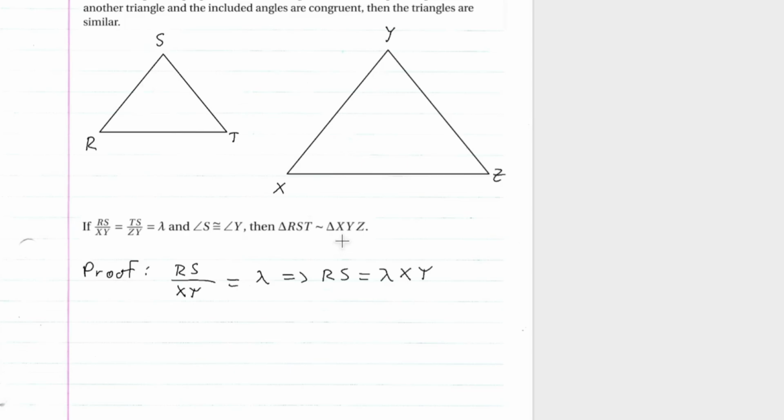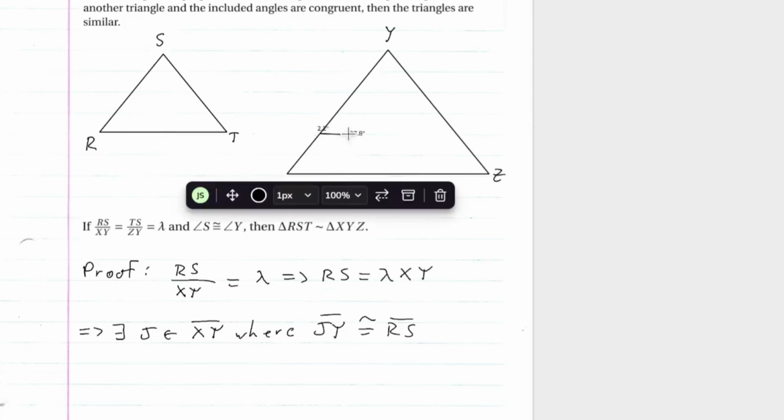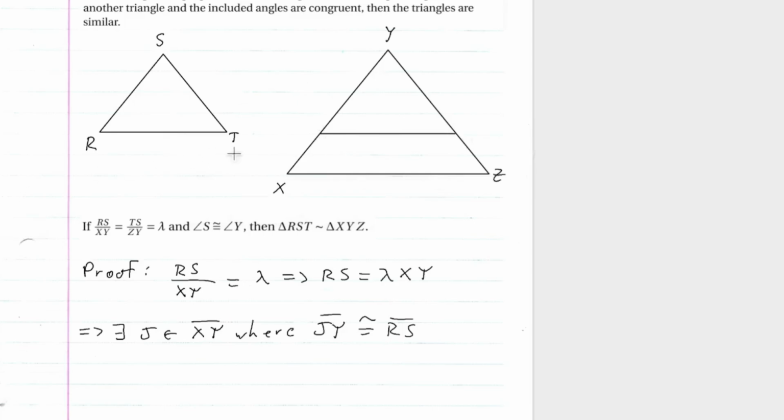All right. So what we can do in this case is, this implies that there exists a J on XY where JY is congruent to RS. So let me go ahead and do that here. So we'll have this line here, right? And we have that J right here, so that JY is congruent to RS.